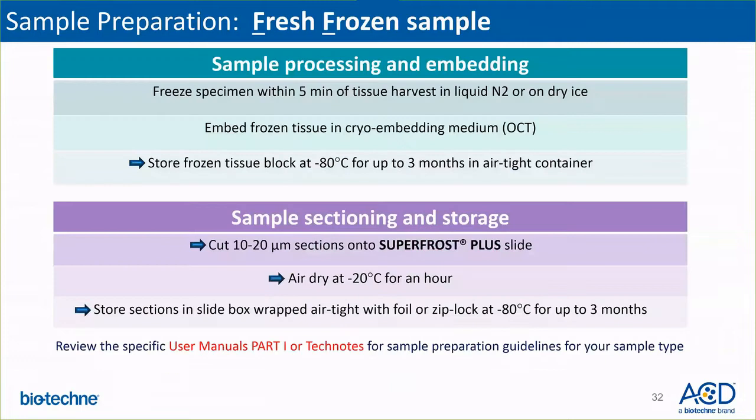For fresh frozen samples, please review the user manual for detailed recommendations. A few highlights are presented here. We recommend storing frozen tissue blocks or sections airtight at minus 80 degrees Celsius for up to 3 months. The recommended sample thickness is 10 to 20 microns, again, mounted on Superfrost Plus slides.